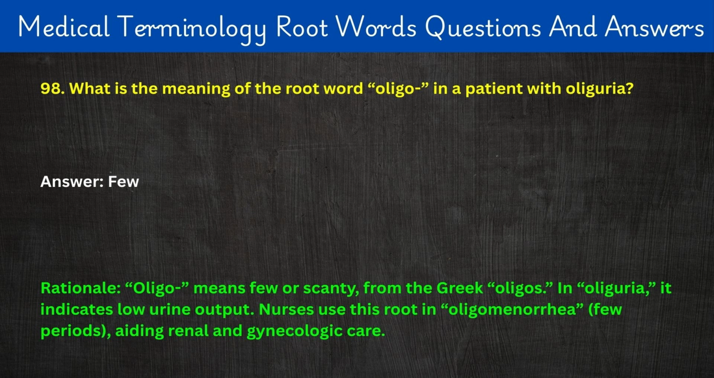98. What is the meaning of the root word oligo- in a patient with oliguria? Answer: few. Rationale: Oligo- means few or scanty, from the Greek oligos. In oliguria, it indicates low urine output. Nurses use this root in oligomenorrhea, few periods, aiding renal and gynecologic care.